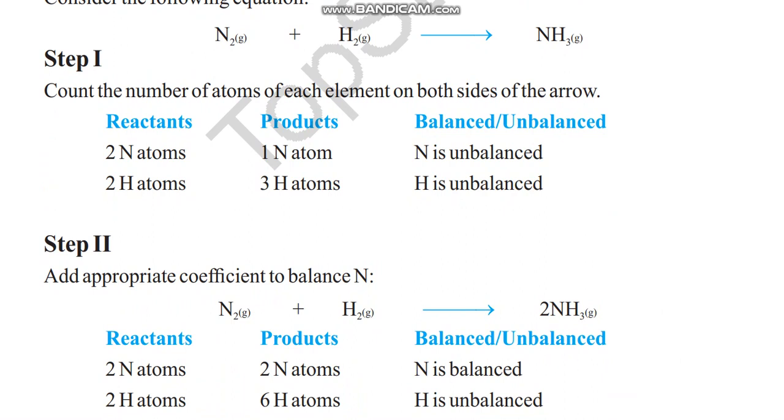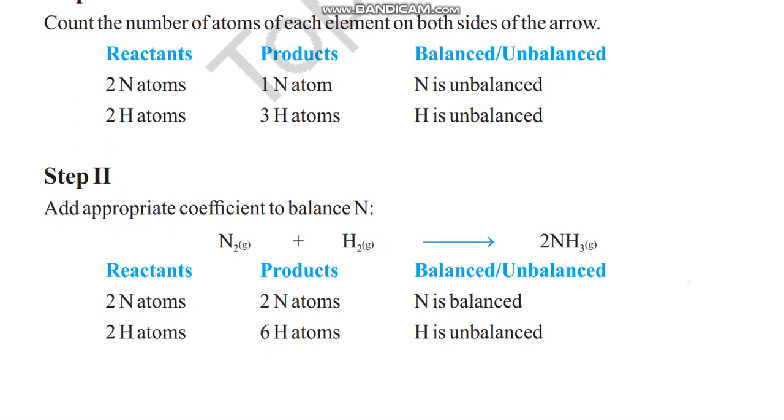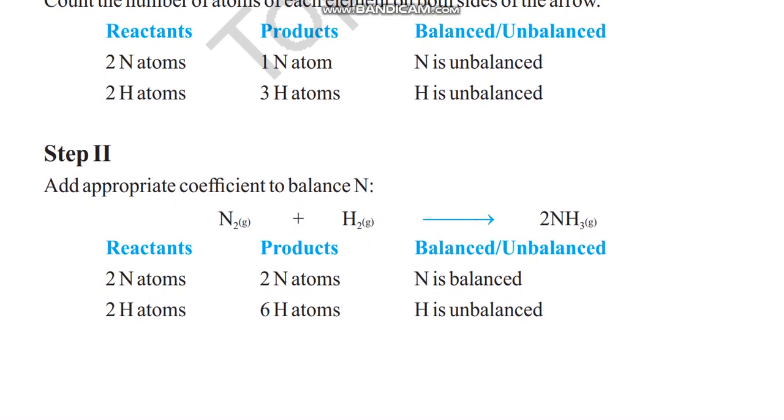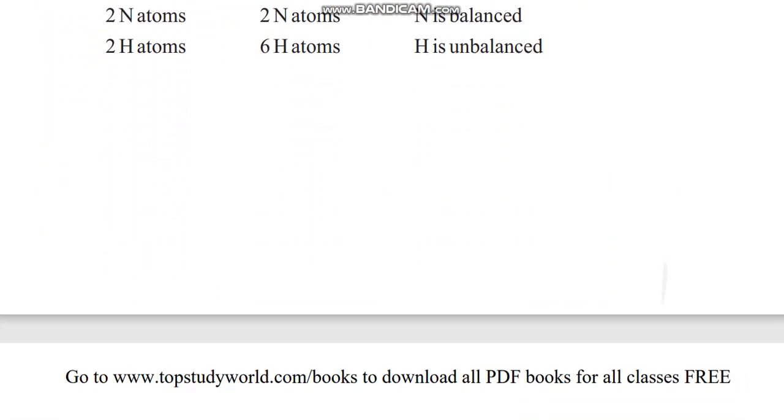Next we have step 2. Add appropriate coefficients to balance N. N2 plus H2 gives 2NH3. Reactant: we have 2 N atoms and 2 H atoms. Product: we have 2 N and 6 H. And balanced or unbalanced: we have N is balanced and H is unbalanced.